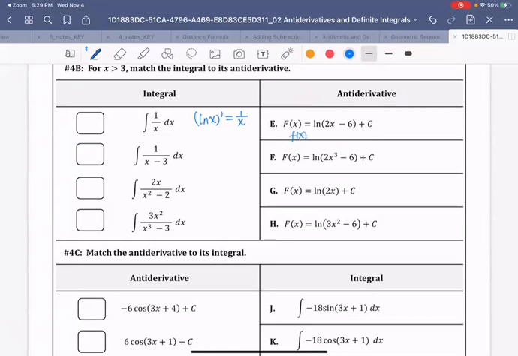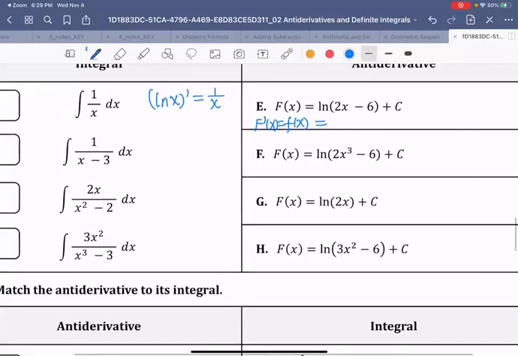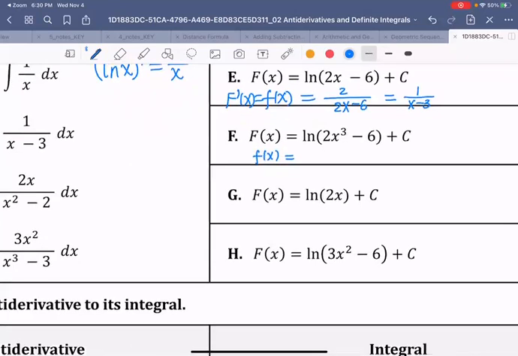Lowercase f of x is f prime of x. This equals what? This equals how much? 2 over 2x minus 6. Good. 2 over 2x minus 6. Continue. Simplify. 1 over x minus 3. Good. Next one. 6x squared over 2x cubed minus 6. Good. Chain rule.